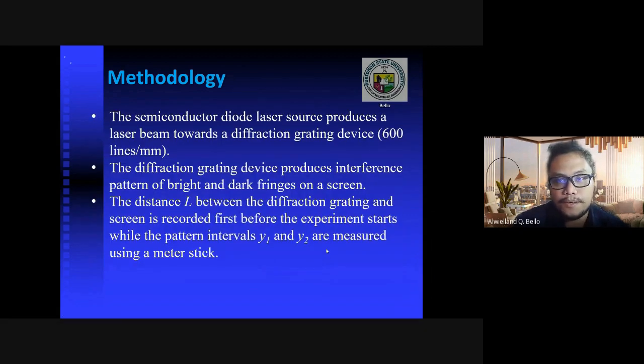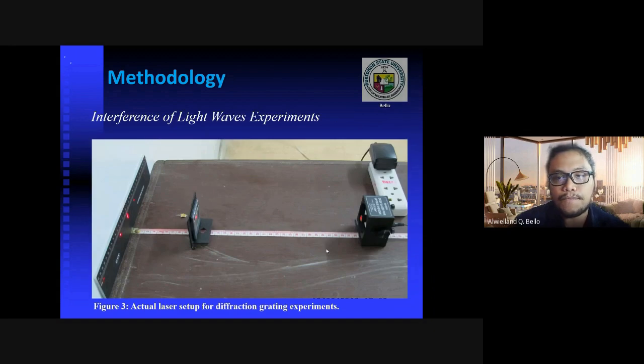The semiconductor diode laser produces a laser beam towards a diffraction grating, and the diffraction grating device produces interference patterns of bright and dark fringes on the screen. Now, the distance L between the diffraction grating and the screen is recorded first before the experiment starts, while the pattern intervals are measured using a meter stick. Here's an actual setup as illustrated in Figure 3.